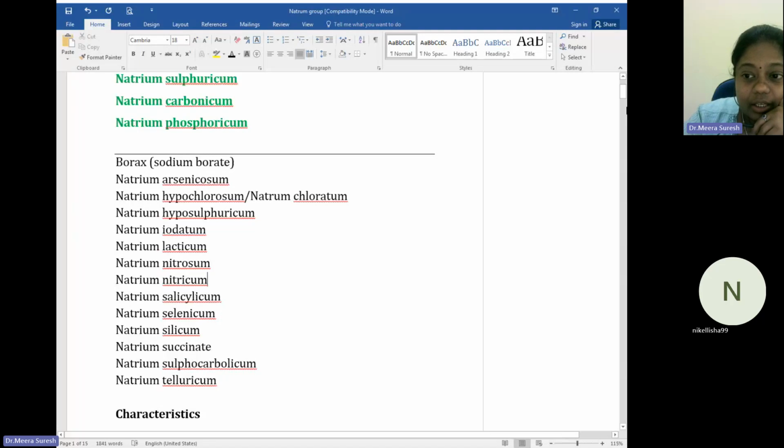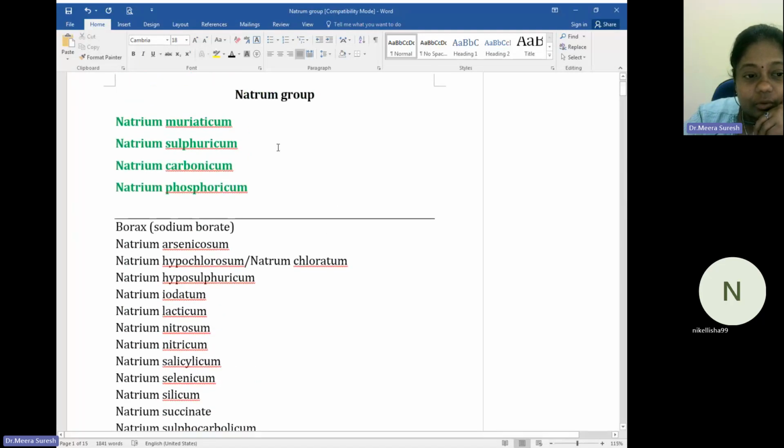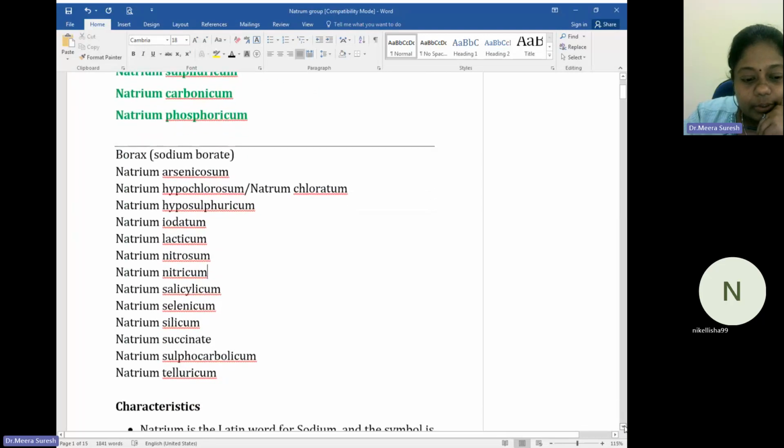The natrum which I have prescribed is always these four only. And Natrum carb also I don't think I have ever prescribed. It's Natrum sulf and phosphoricum that I have prescribed. So we'll go to that.